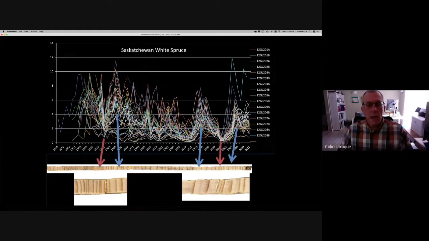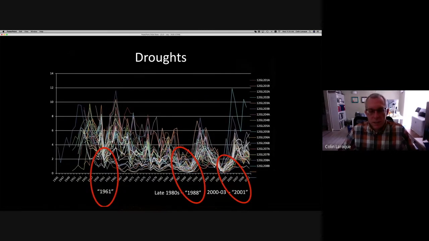And so we can average that down, and we get a picture of what's happening in the growing environment. In this case, all these narrow parts of growth were droughts. The big drought we had in Saskatchewan, 1961, all of the trees show that. Even if they were growing a bit better than their neighbors, they were showing the drought. The 1988 drought is there, the early 2000 droughts are there. All the trees are showing those things, and they're all synchronous, relying on that limiting factor of growth, which in Saskatchewan was some drought years.